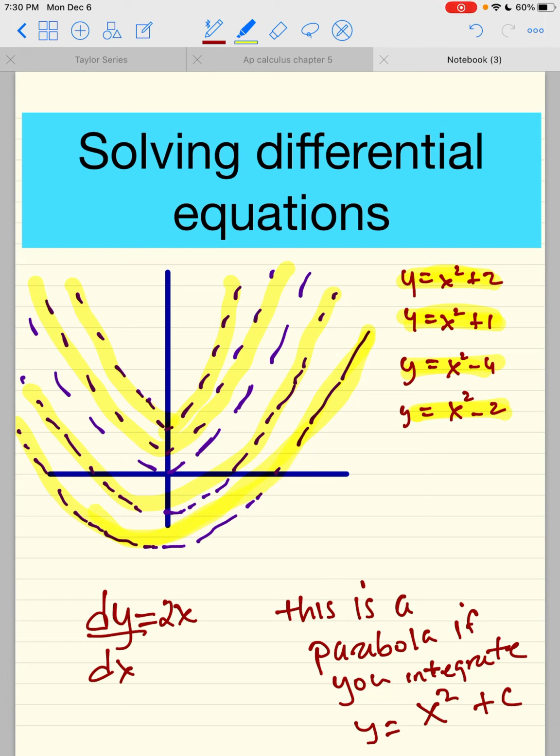So if I try to integrate 2x, we all know that the integral of 2x is x squared, but it's also going to have a plus c because we don't know where it passes through. Well, how do I solve this if I give you the point that's on the curve? How do I solve that?